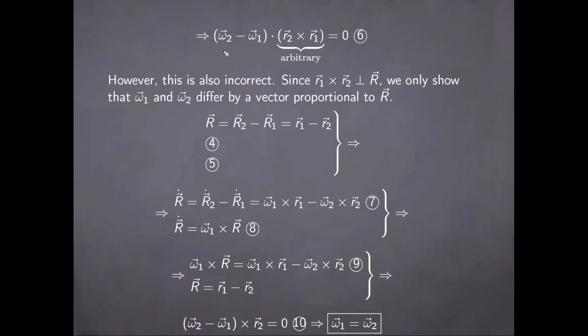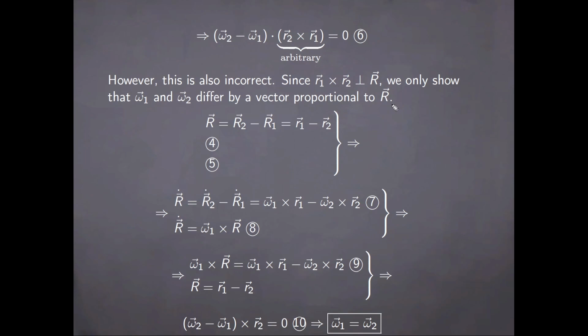And if we put them together, we obtain this result, which is indeed written in terms of an arbitrary vector that is independent of omega 2 and omega 1. However, this proof is still incorrect, and it is incorrect because the cross product here is perpendicular to r. So we have only shown that the two angular velocity vectors differ by a vector that is proportional to r.